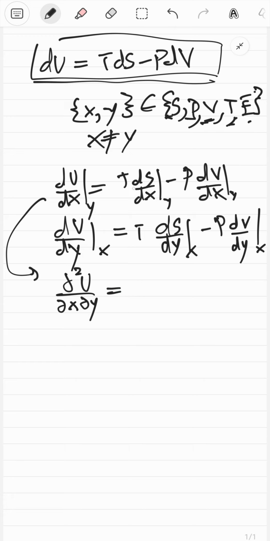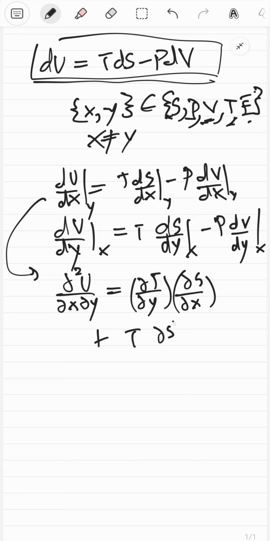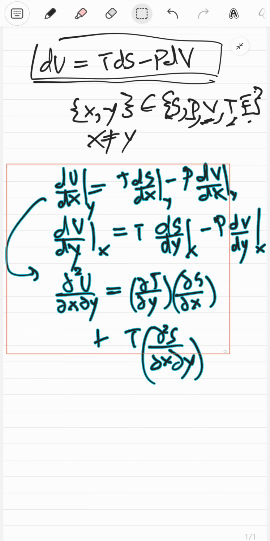And so, using the product rule, this gives us partial T by partial y times partial S by partial x, plus T times partial squared S by partial x partial y. I'm just writing it partial x partial y, not caring about the order, because you really should not care about the order. And we should also be writing this a bit smaller.